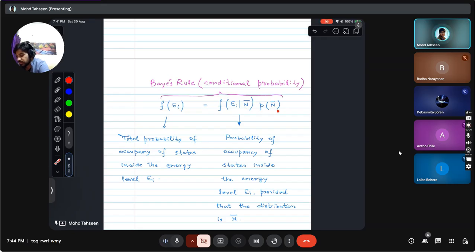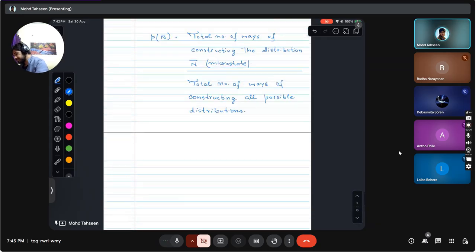And then we multiply it with the probability. What is the probability for that distribution to occur, right? So if we sum this quantity, it will give us the total distribution here. Okay, so on the left hand side there should be a summation over all n bar. We have to do this for all states. That is what will give us the total probability of occupancy of states for this energy level.